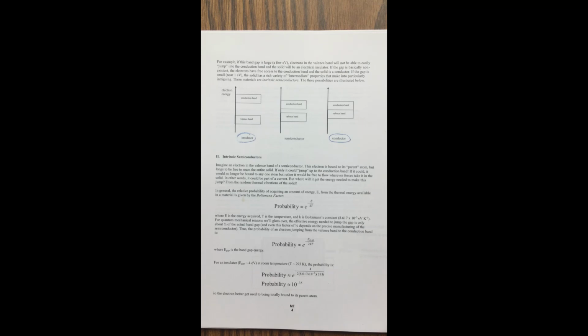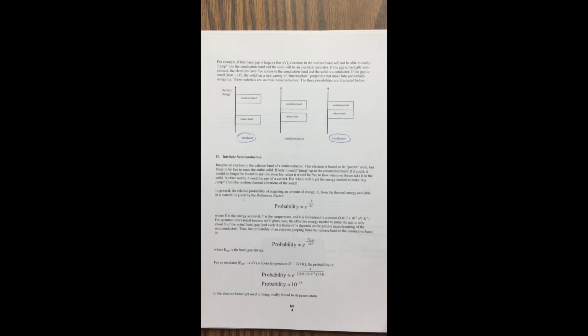If it could, it would no longer be bound to any one atom, but rather it would be free to flow wherever forces take it in the solid. In other words, it could be part of a current. But where will it get the energy needed to make this jump? From the random thermal vibrations of the solid.